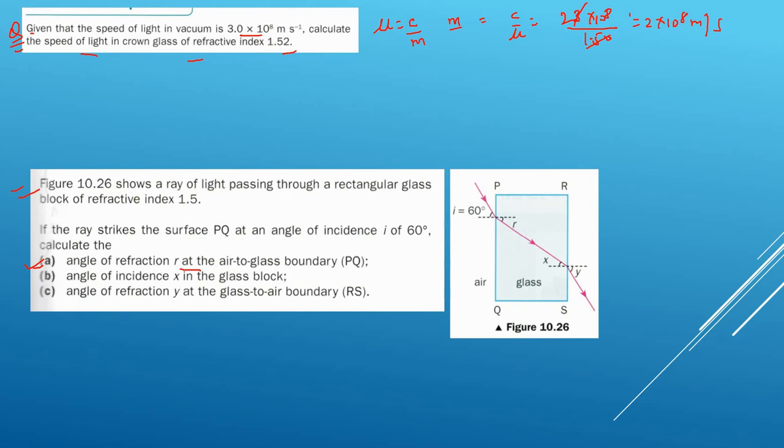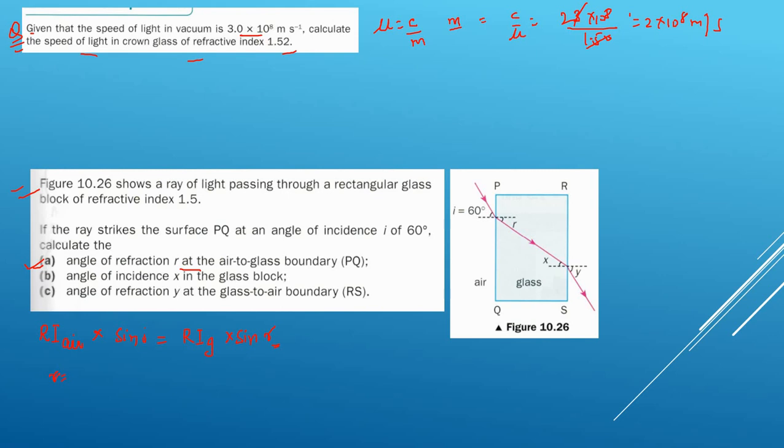Now what should be the angle R? I use a very simple technique: whenever there is an incident angle, you take that refractive index and multiply it. What I'm saying is the refractive index of air, why? Because light is incident in the air, multiplied by the sine of the incident angle will be equal to the refractive index of where the refraction is happening, meaning glass, multiplied by the sine of the refraction angle. Now what is sine R here?